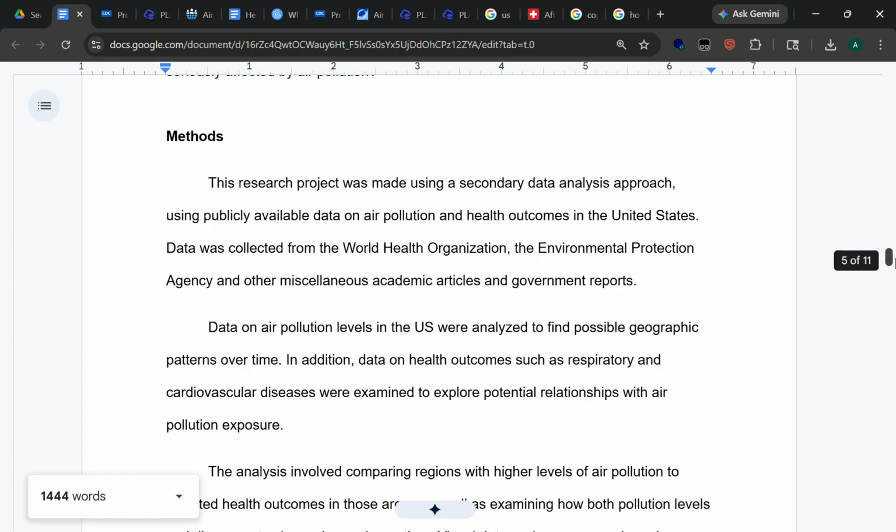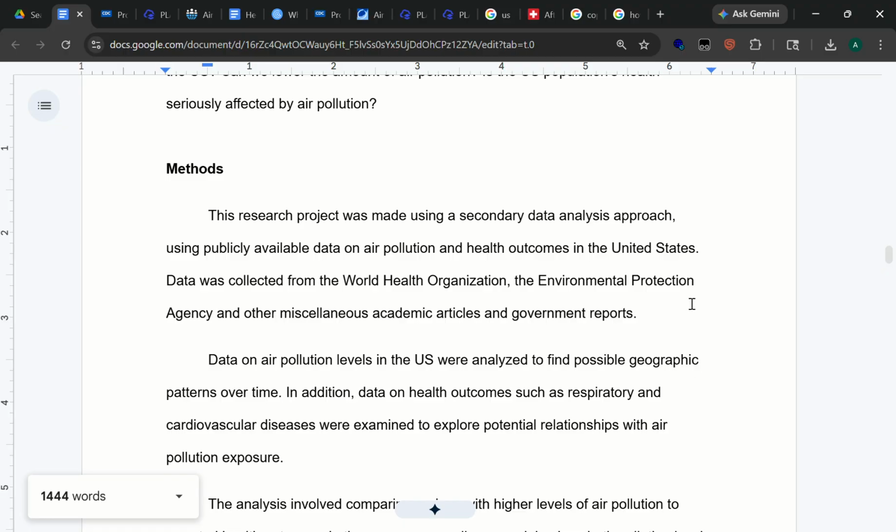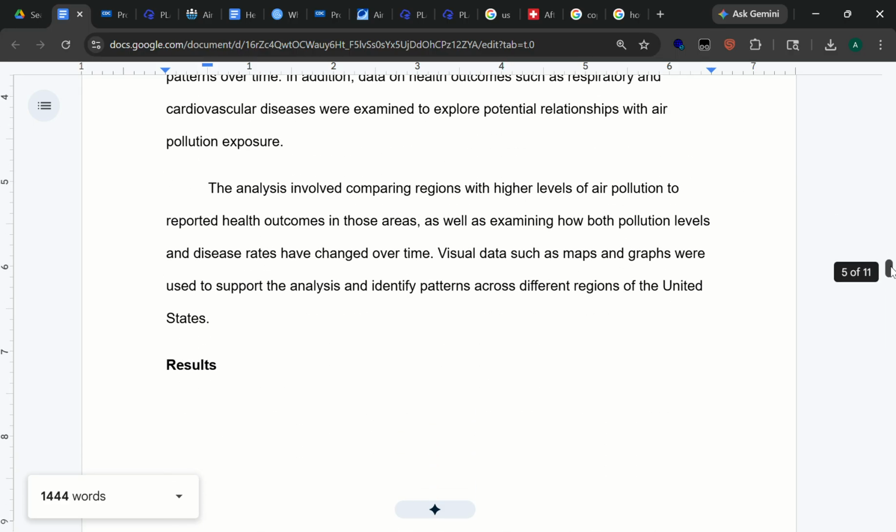So the main way I did the methods for research here, I used secondary data analysis on public sources from government agencies like the EPA and the CDC. I essentially took their county by county maps, and then I could see the air quality county by county, and I could also see the disease rate by county, and then I could take out my findings and conclusions from there. So I'll show you a few images.